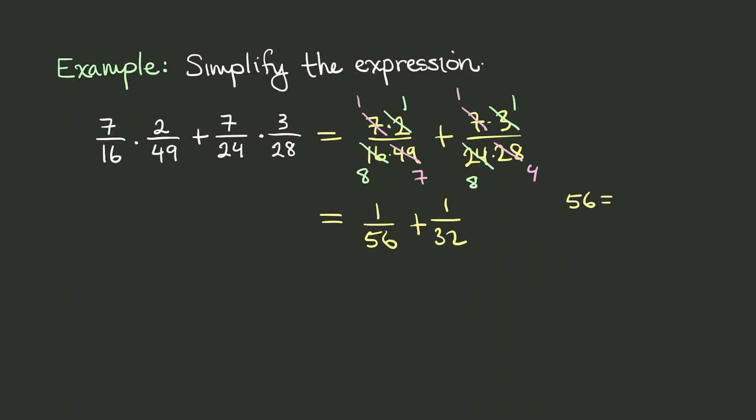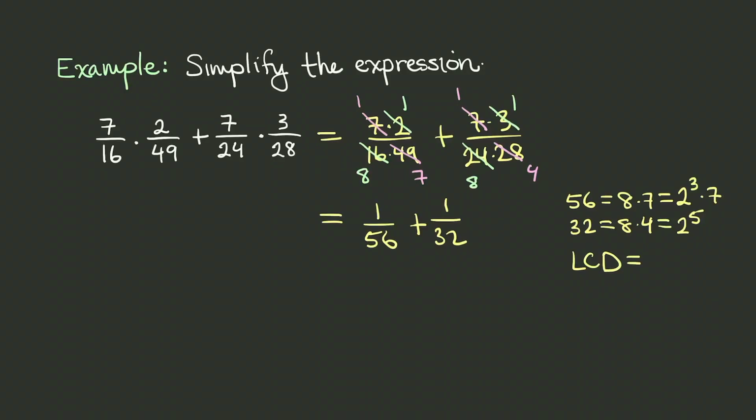56 is going to be 8 times 7, and then 8 is 2 times 2 times 2, so I could write that as 2 cubed times 7. 32, on the other hand, is equal to 8 times 4. 8 is 2 cubed, and 4 is 2 squared, so I could write that as 2 to the 5th power. Then the least common denominator is going to be the least common multiple of these two values.